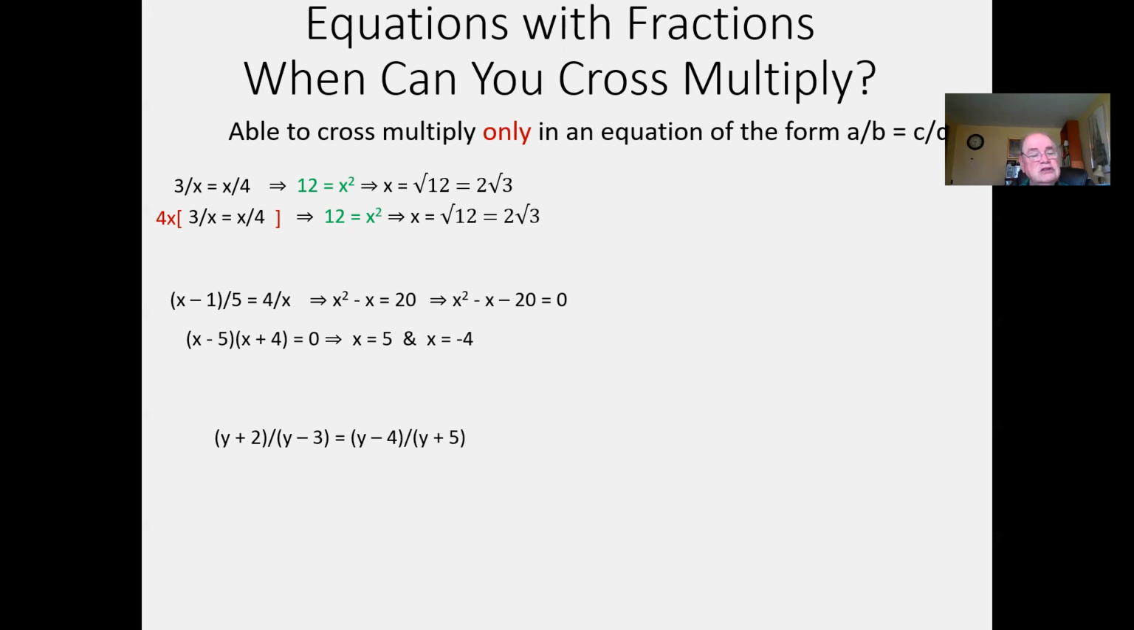Here is everything in all of its glory. Okay, I have two sets of a's and b's. x plus 2 can be thought of as a, and y minus 3 can be thought of as b. These are products, these are terms over each other, and I can in fact cross multiply. And it is easier to do this.